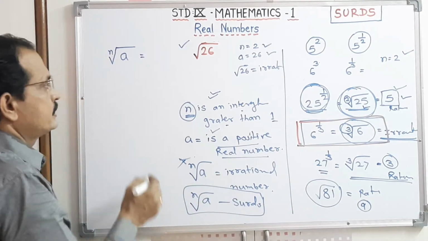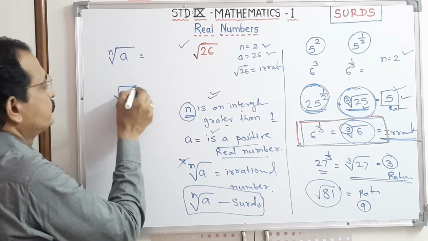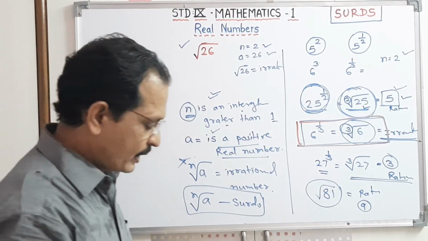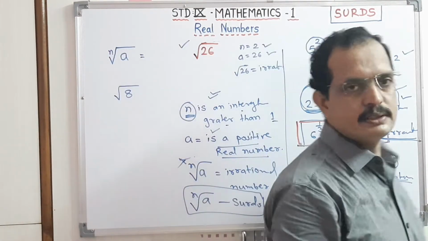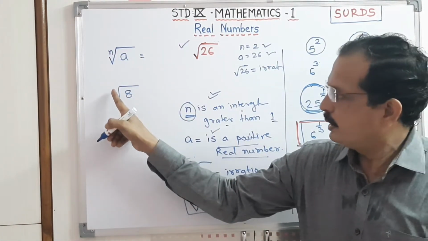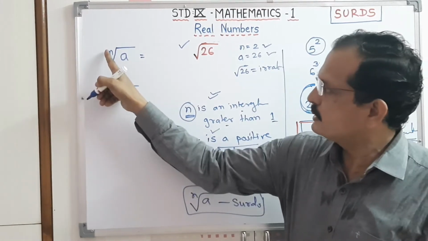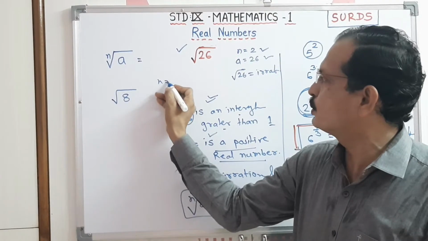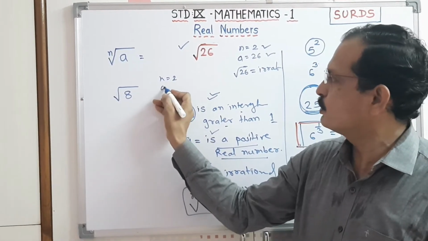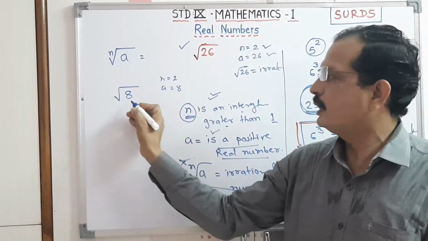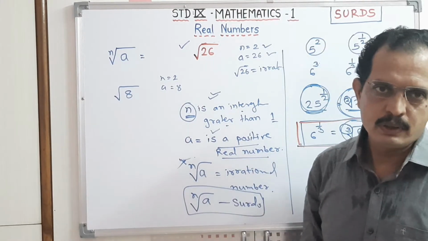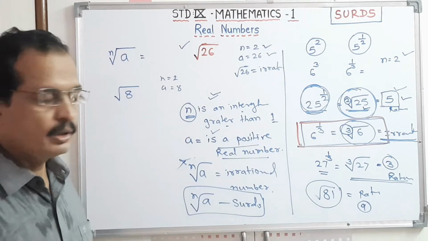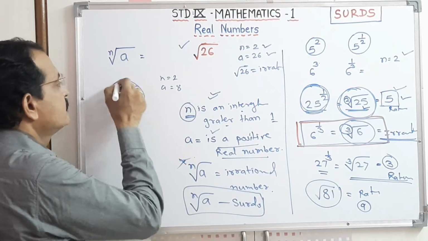I take another example. Suppose I write here 8. Now see here 8. This is a. Here there is no number, that means the number denoted by n is 2. Yes, n is equal to 2. Then a is equal to 8, and tell me the square root of 8. Square root of 8 is an irrational number, therefore this is a surd.